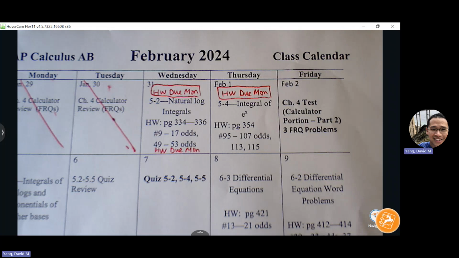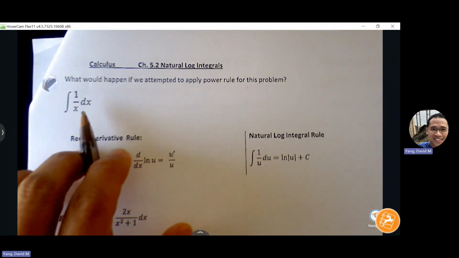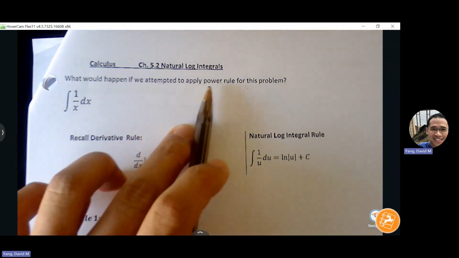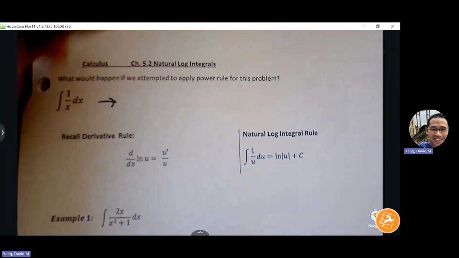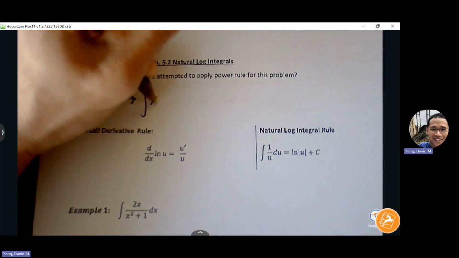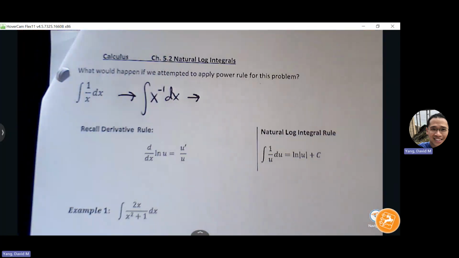Okay, so let's turn to page 1. Let's say we're looking at this problem here, integral of 1 over x dx. What would happen if we attempted to apply power rule to this problem? If we want to do power rule for this, what would need to happen? Where does x have to be? It must be in the numerator, right? So integral of x to the what? Negative 1 dx.